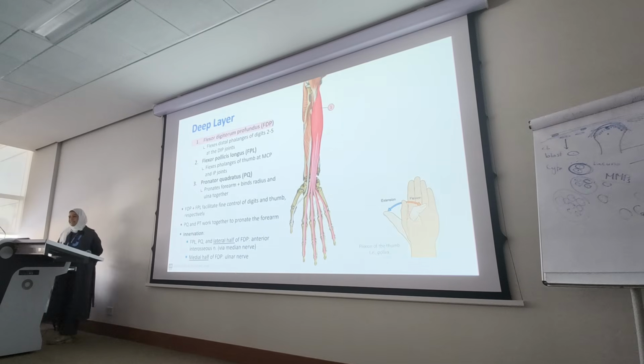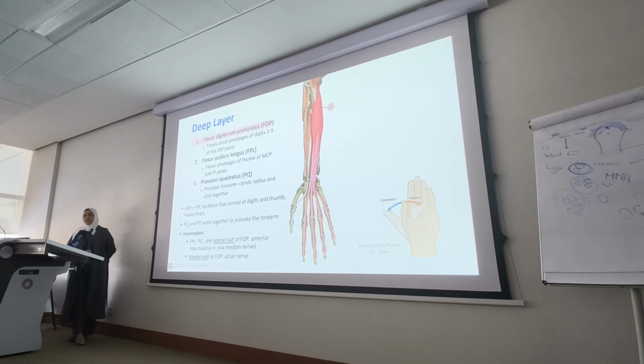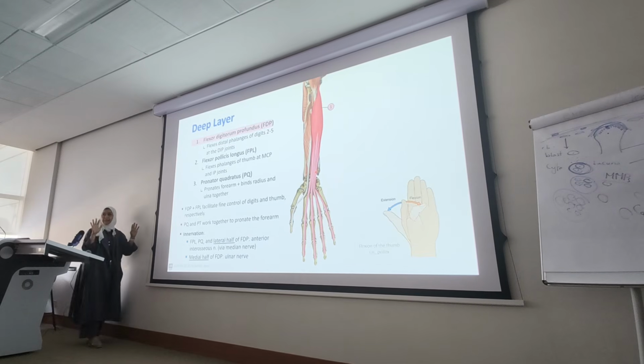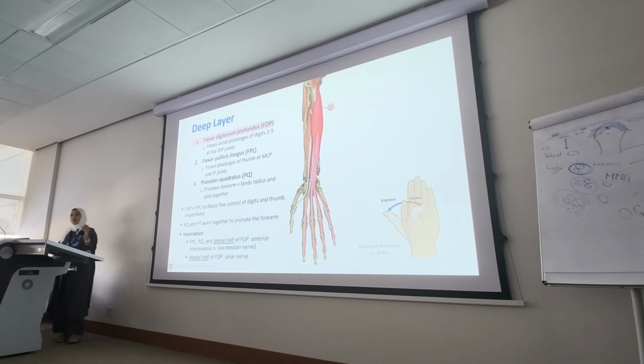And so profundus, again, it's going to be coming off that ulnar side, right below the condyles, and it's traveling all the way superficially to the carpal bones, to the digits. Again, notice nothing goes to the thumb from FDP, okay? And unlike FDS, it goes all the way to the distal phalanges. So let's take a closer look.